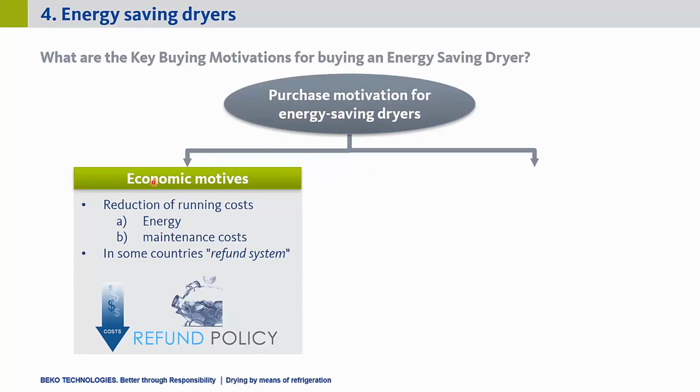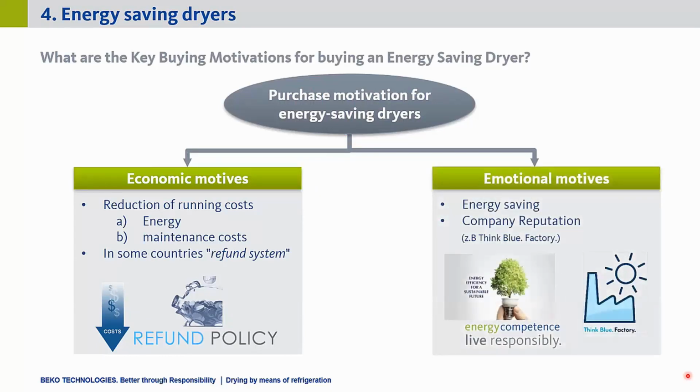So economic motives are definitely one thing to look at when you want to buy an eco dryer, and normally the first motive. But in the past, we heard more and more often that another motivation is emotional motives. Energy saving is not the highest motivation, but still there, and the company reputation is also taken into account. If the company wants to have a good image, customers rely on a company that has a good reputation regarding environmental safety, and this can also be a factor in buying an energy saving dryer.